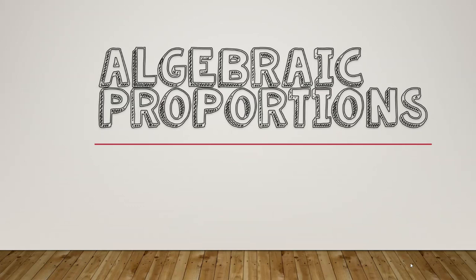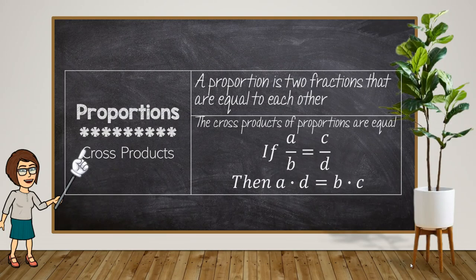Today we're solving algebraic proportions. A proportion is two fractions that are equal to each other. And what is always true about proportions is that their cross products are equal. So over here we've got the fraction a over b equals c over d. If these two fractions are equivalent, then their cross products are equal.